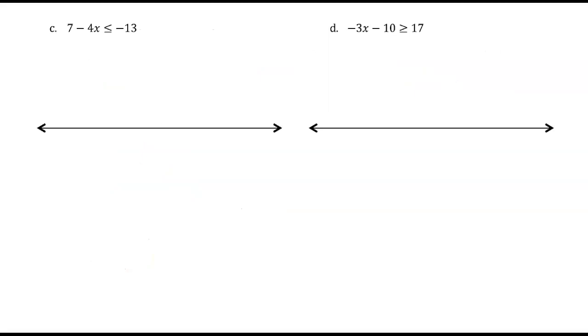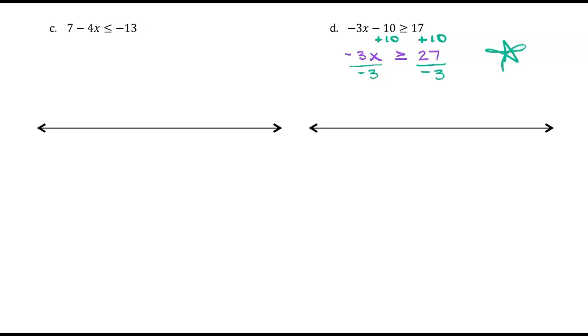We will solve part D in a very similar way. We'll isolate the x. First, we'll add 10 to both sides of the equation. When we do that, we are left with just the negative 3x on the left is greater than or equal to 17 plus 10, or 27 on the right. Right now, x is being multiplied by negative 3, so we will divide both sides by negative 3.